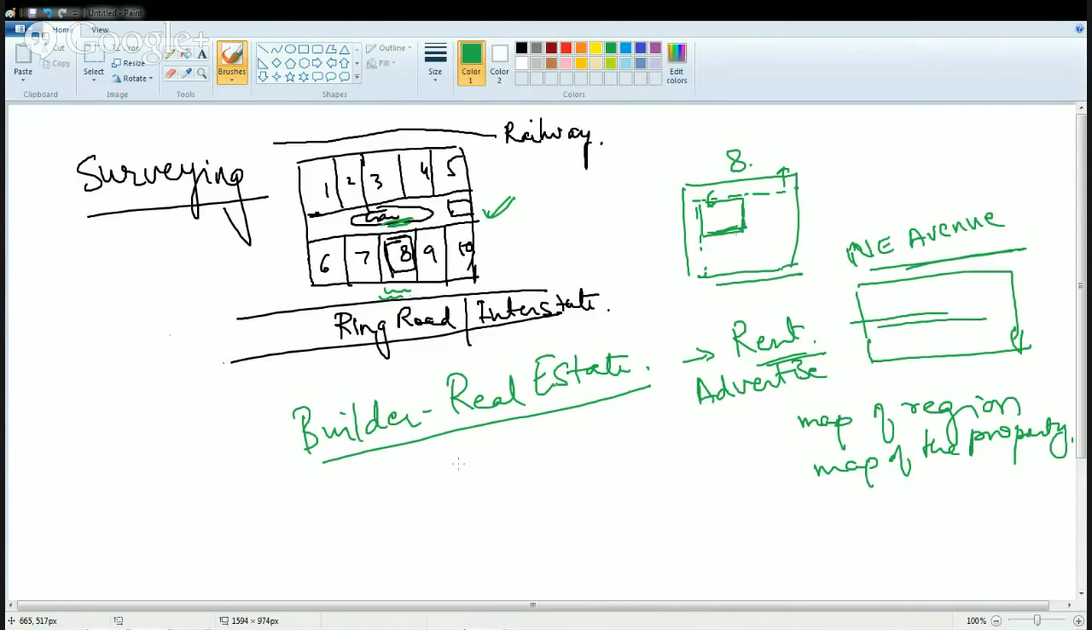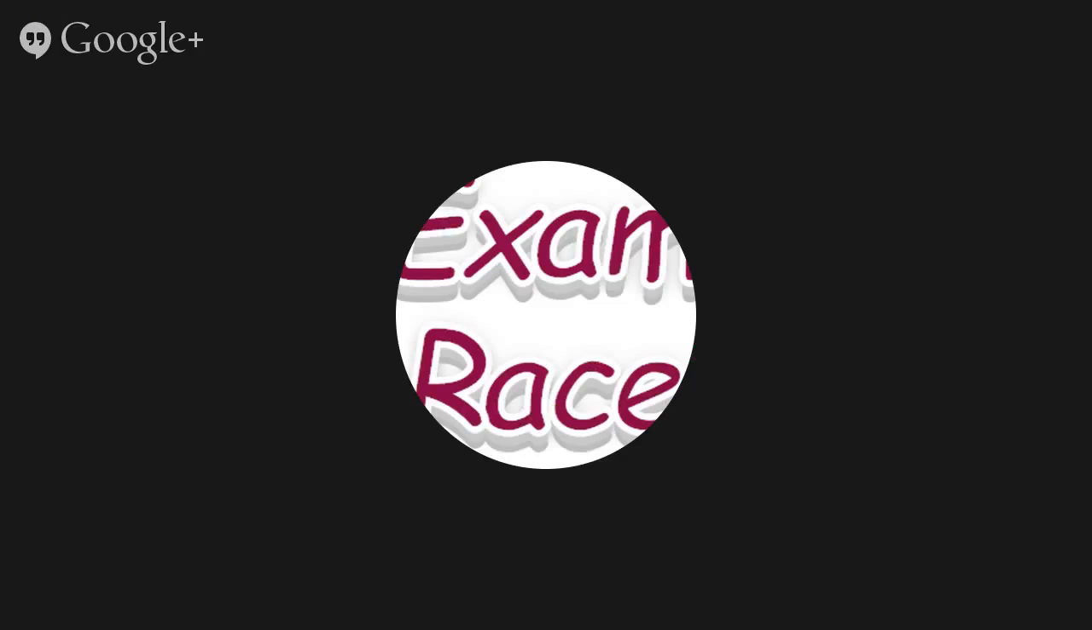Okay, this is my property. This is the exterior of that property. Of these properties, these 3 properties are vacant, which I need to put on rent. So now for this, what all kinds of survey can we do? So we must understand the various types of survey.